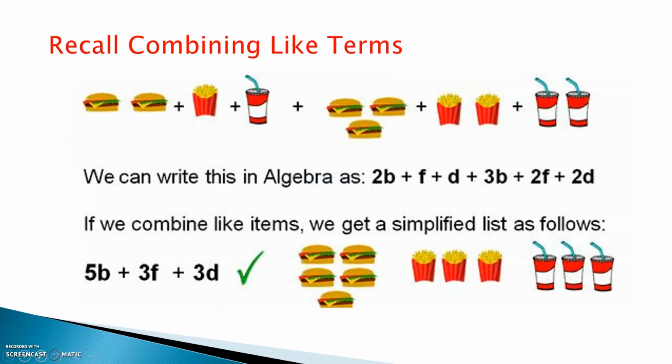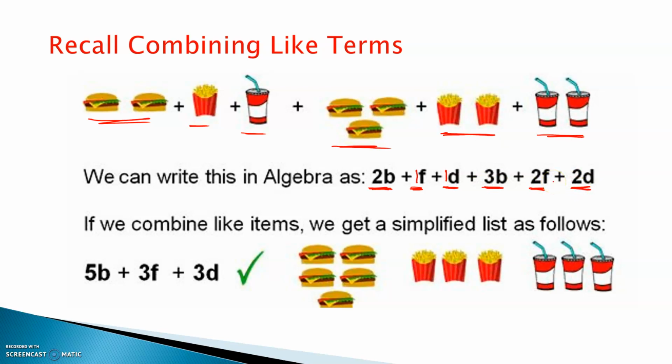In order to understand that, we need to talk about combining like terms. So for example, if I just give you guys a bunch of pictures here, I have 2 hamburgers, a fry, a drink, 3 hamburgers, 2 fries, and then 2 drinks. Well, I can rewrite this using algebra. Instead of saying 2 burgers, I can just say 2b. For 1 fry, I can say 1f or just f. For 1 drink, same thing, I can say 1d or just d. Same thing here: 3 burgers, so I say 3b. 2 fries, I say 2f. 2 drinks, I say 2d.